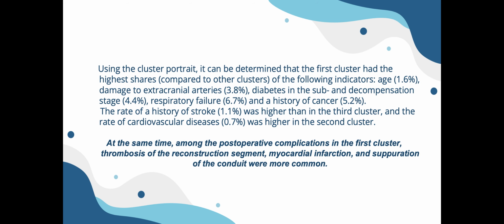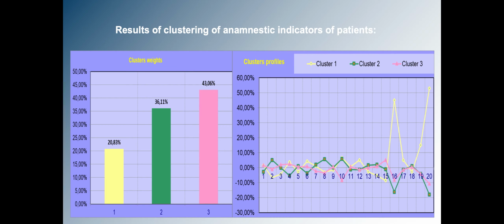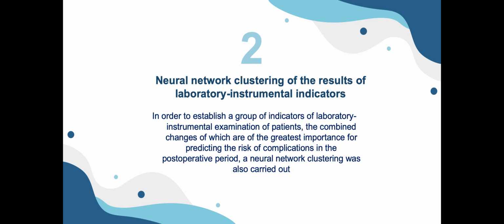Among the postoperative complications in the first cluster, thrombosis of the reconstruction segment, myocardial infarction, and suppuration of the conduit were more common. These are shown in the cluster weights and cluster profiles. Stage number 2, neural network clustering of the results of laboratory instrumental indicators.